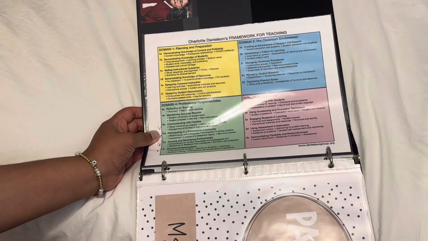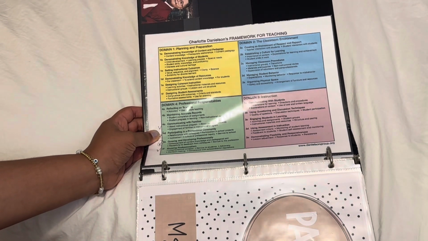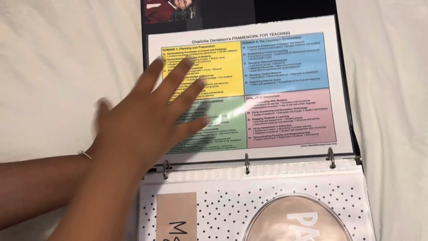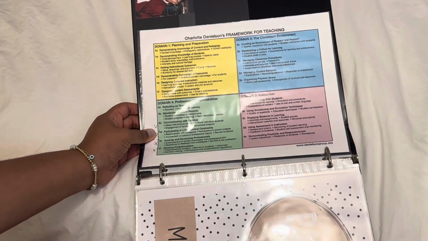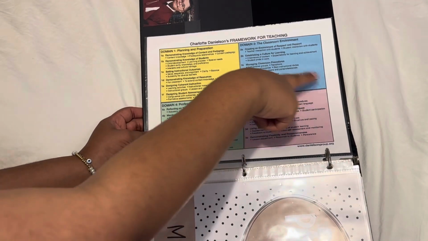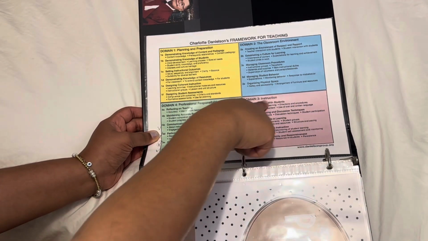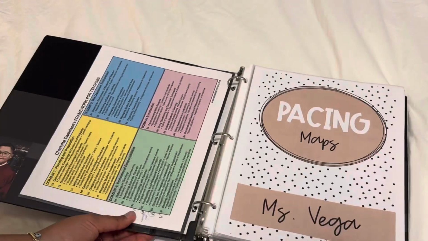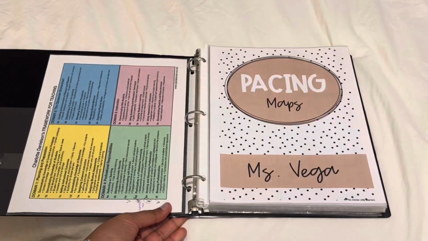So in the beginning of the school year, teachers, at least in New York City, get to pick one of these to focus on, and I usually tend to focus my goals on domain 3, which is instruction. Okay, so I have that there.